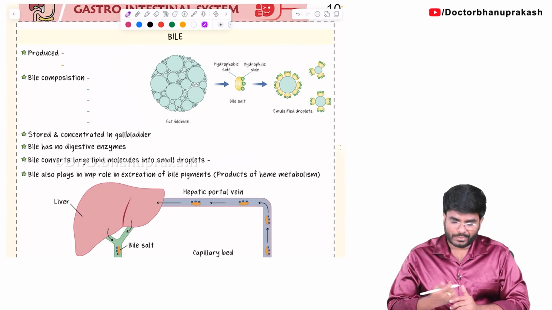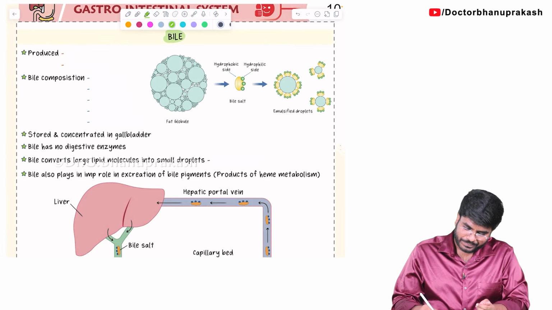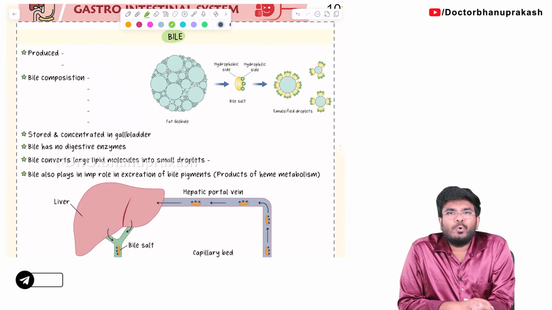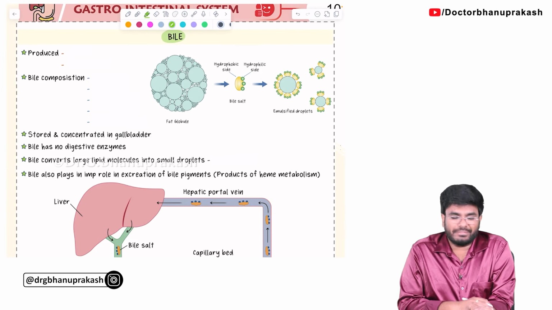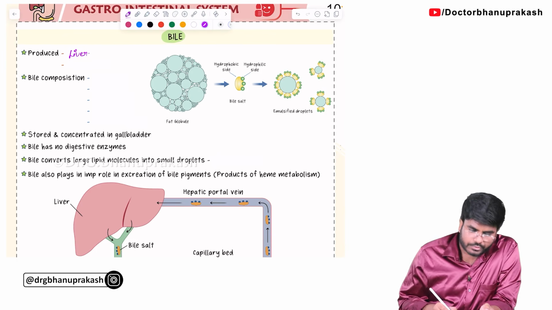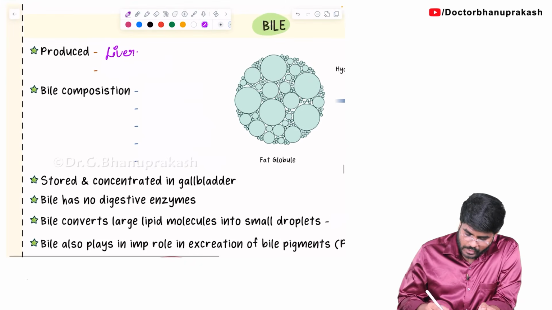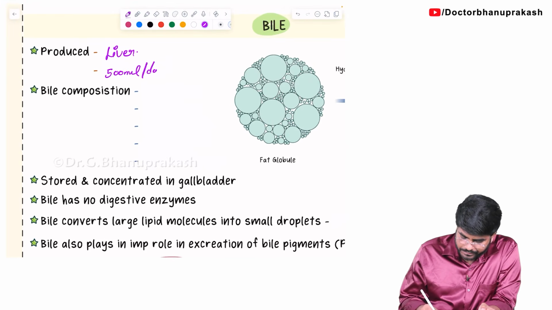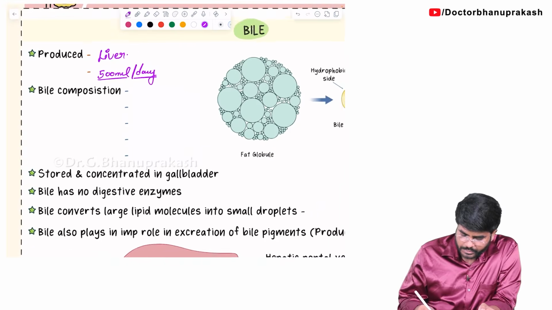Welcome back guys. Now let's discuss bile. Question number 1. Who produces the bile? Students will say gallbladder. No, gallbladder is not the site of bile production, it's the liver. So in the liver, bile is produced. How much bile is produced every day? Almost 500 ml every day. Almost half a liter of bile is produced every day.